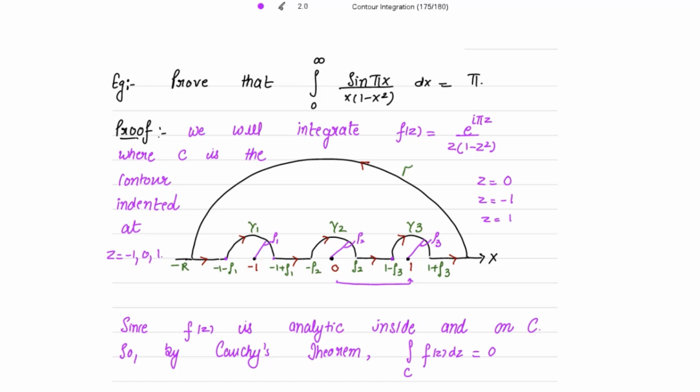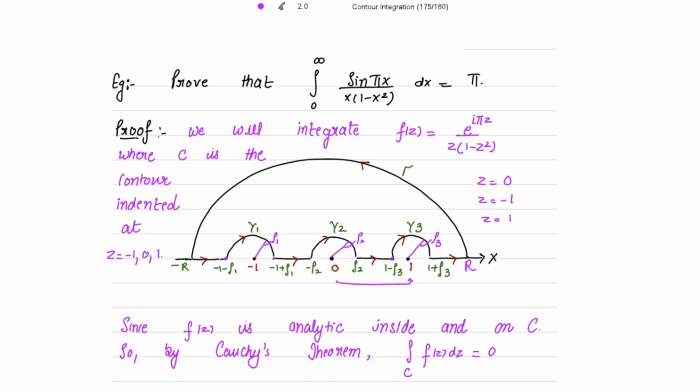Now this contour C is split into so many parts. So let's write first from -R to -1 minus rho 1, and then we integrate along this gamma 1 semicircle, and then we integrate from -1 plus rho 1 to minus rho 2, and then the second semicircle gamma 2, and then we integrate from rho 2 to 1 minus rho 3, then along gamma 3, and then from 1 plus rho 3 to R, and then we integrate along this semicircle tau from positive R to negative R, right?